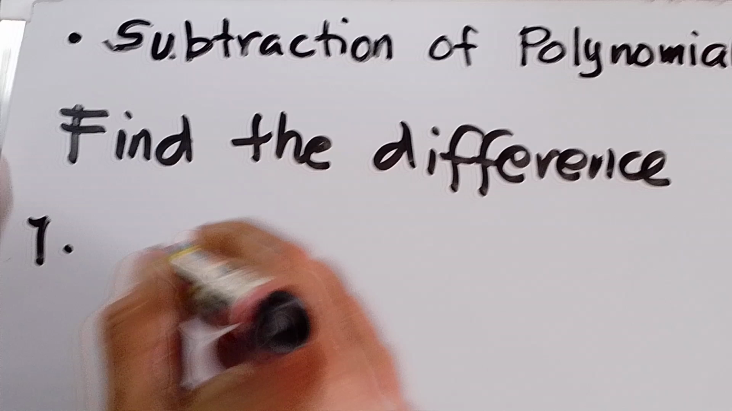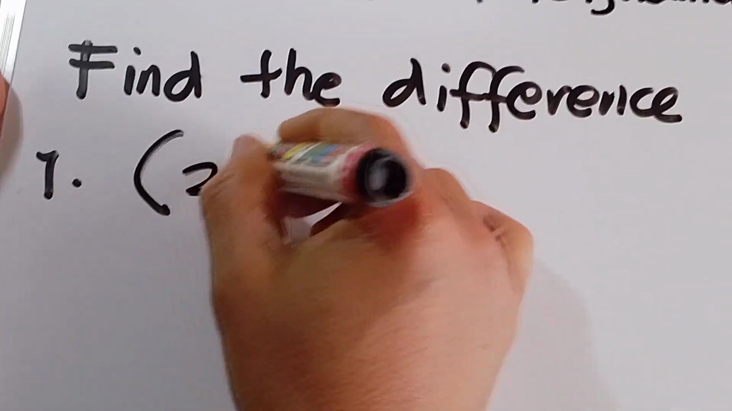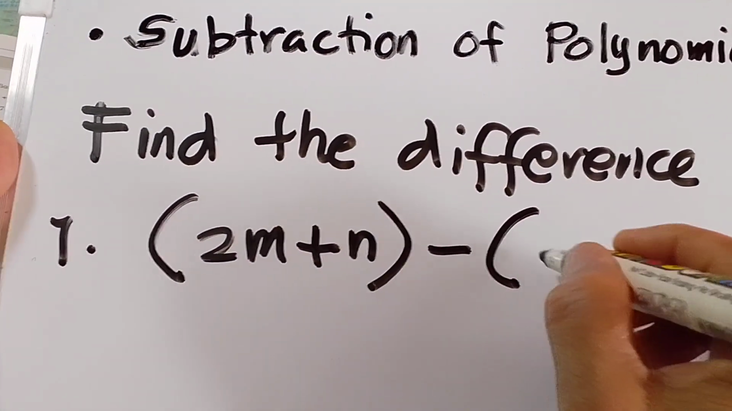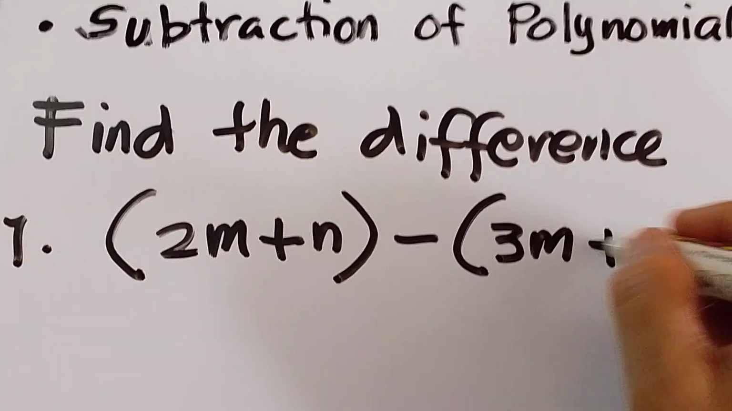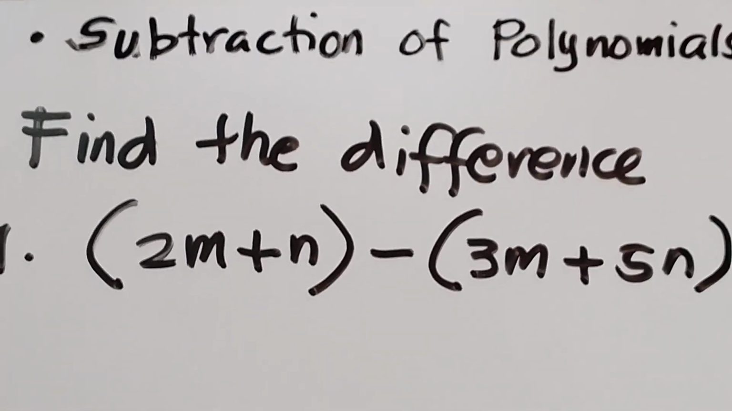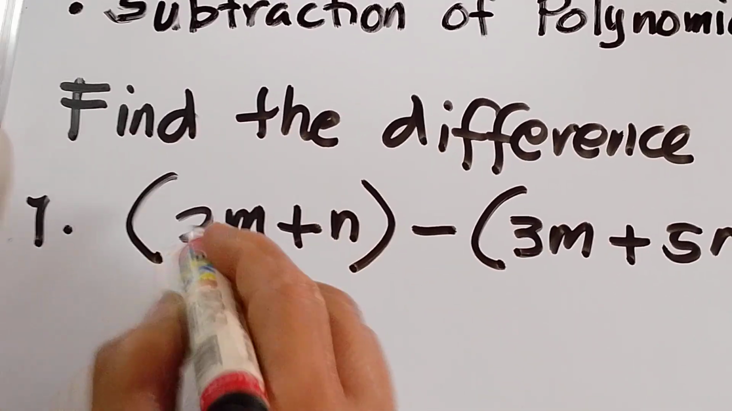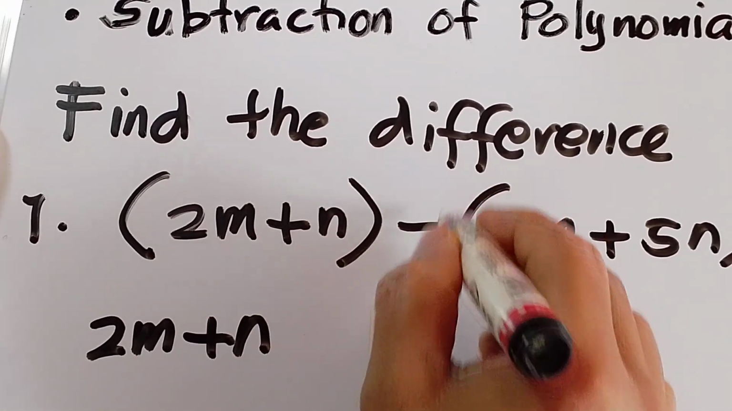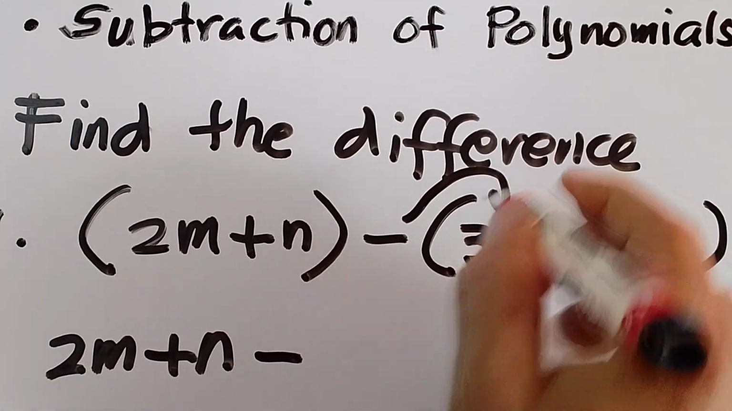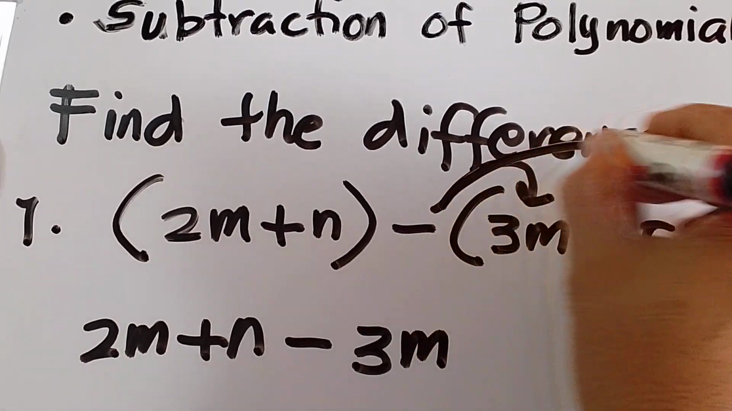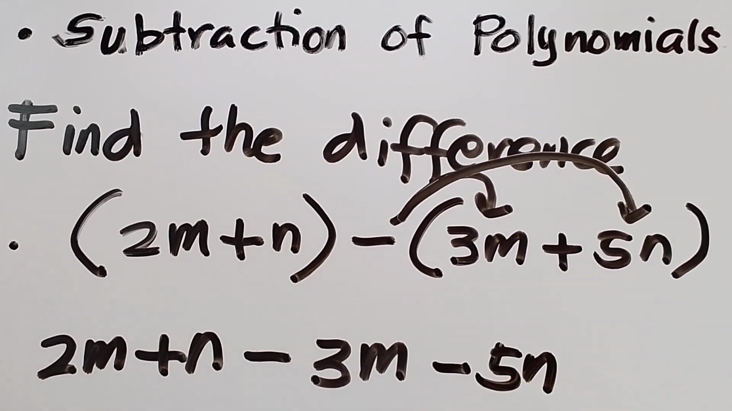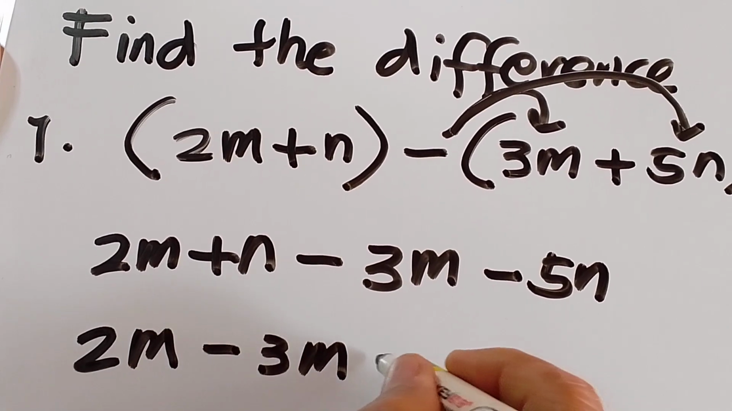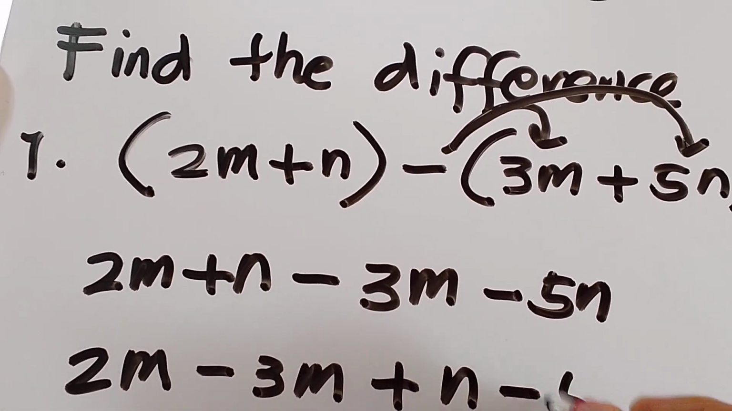Number 1. So we have (2m + n) minus (3m + 5n). Remove the signs of grouping. Just copy 2m plus n, and since there is a negative 1 here, distribute negative 1 times 3m, that will be negative 3m. Distribute again, so this will be minus 5n. So I need to combine 2m minus 3m, then copy n, then minus 5n.